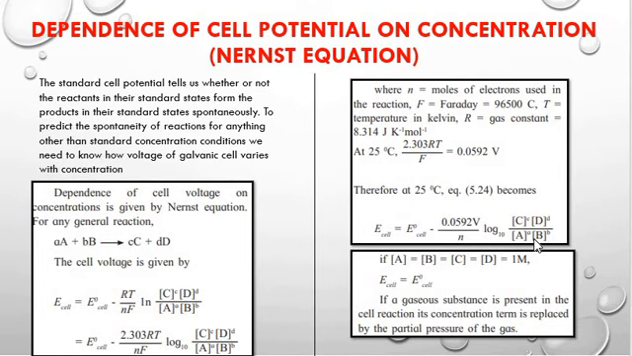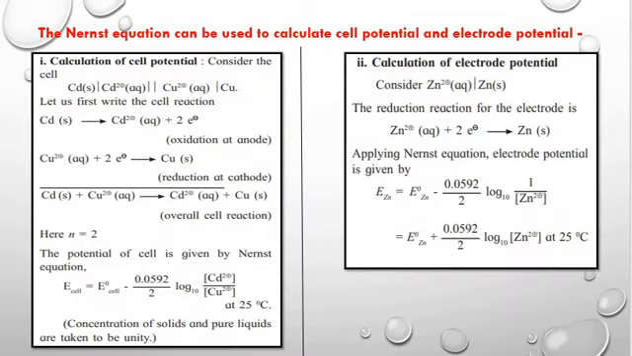And if all the concentrations, that means A, B, C, D, are 1 molar, in that case log base 10 of 1 is equal to 0. 0 multiplied by this whole thing will be 0 and E cell will be equal to E naught cell. If gaseous substances are present in the cell reaction, their concentration term is replaced by the partial pressure of the gas. Now, the Nernst equation can also be used to calculate cell potential and electrode potential.